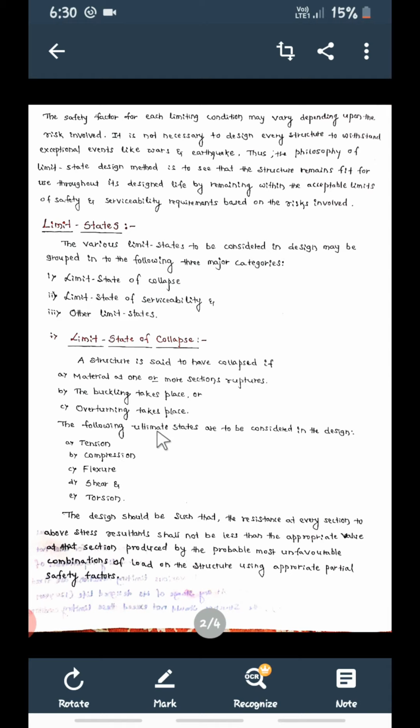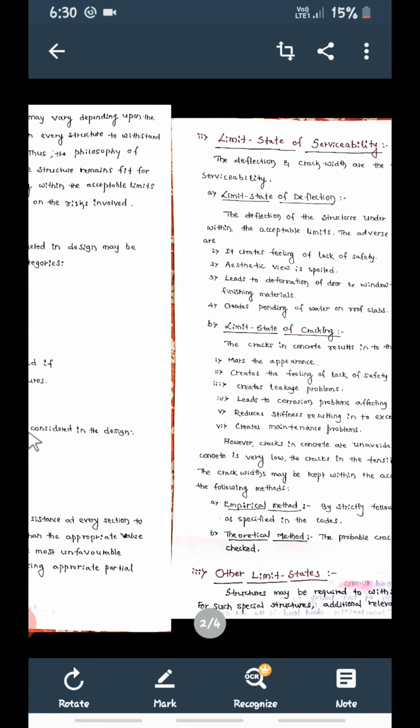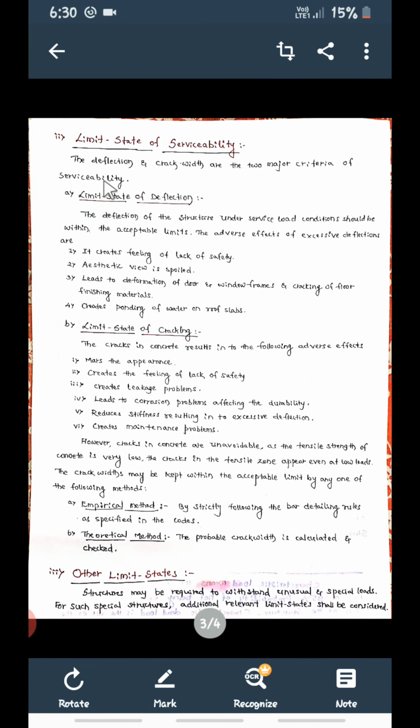Then the second limit state we are going to consider is the limit state of serviceability. What do we mean by serviceability?